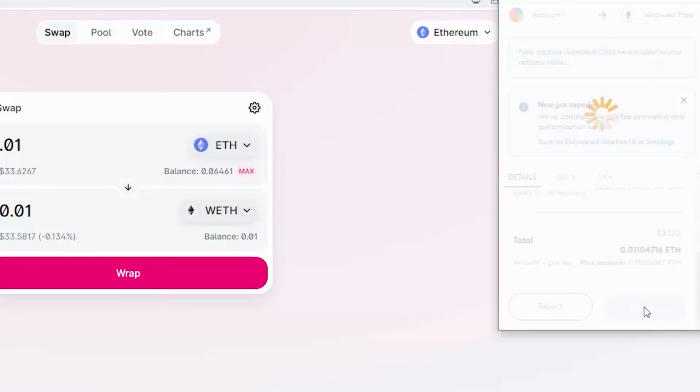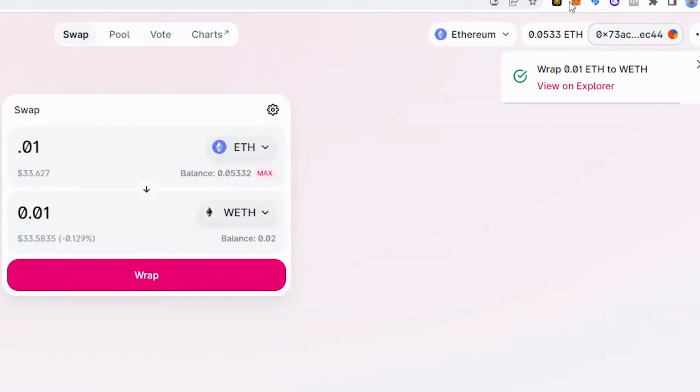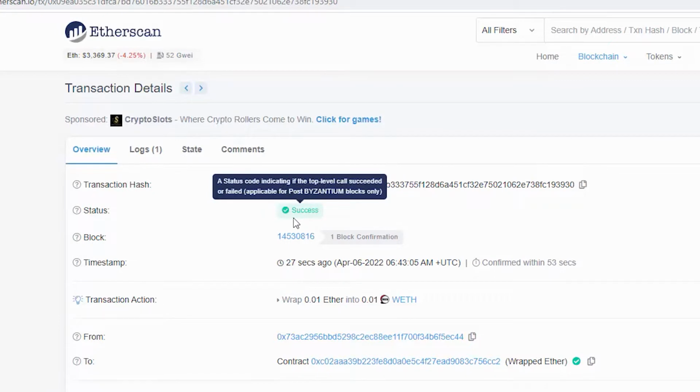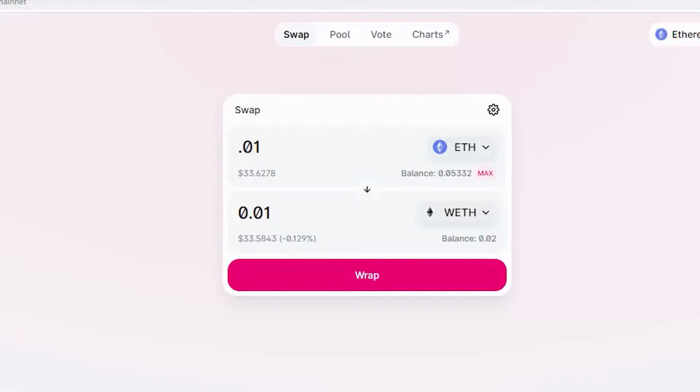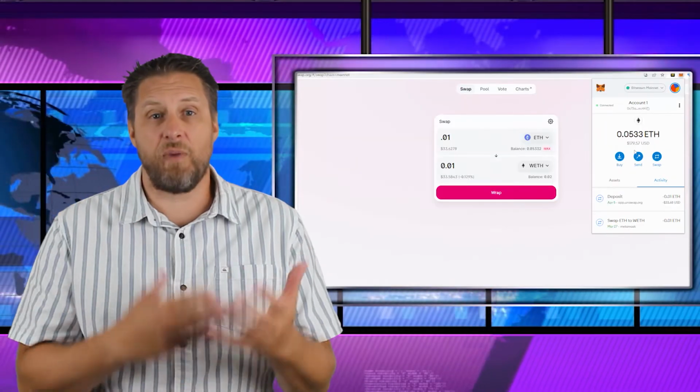I'm gonna confirm that and then wait, and you can see it says pending. There we go. I got my check mark. That only took a few minutes. Another side benefit to transacting when the network is slow. If I view this on the Explorer, you can see 0.01 Ether to 0.01 Wrapped ETH. And if I look in my wallet, I now have 0.02 Wrapped ETH. You can also see there's a deposit today.